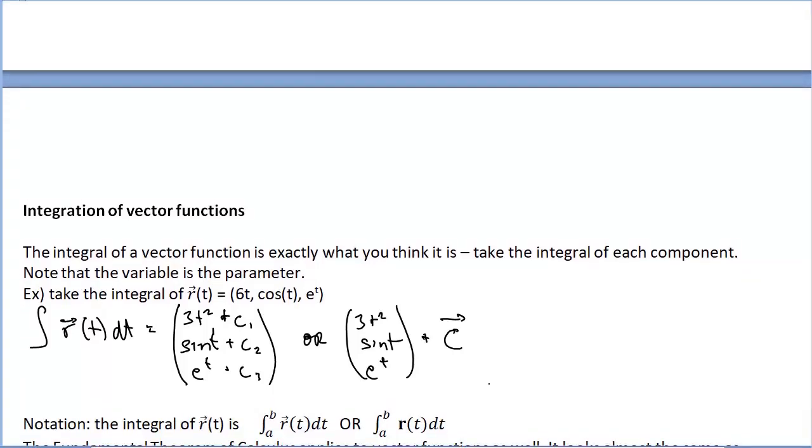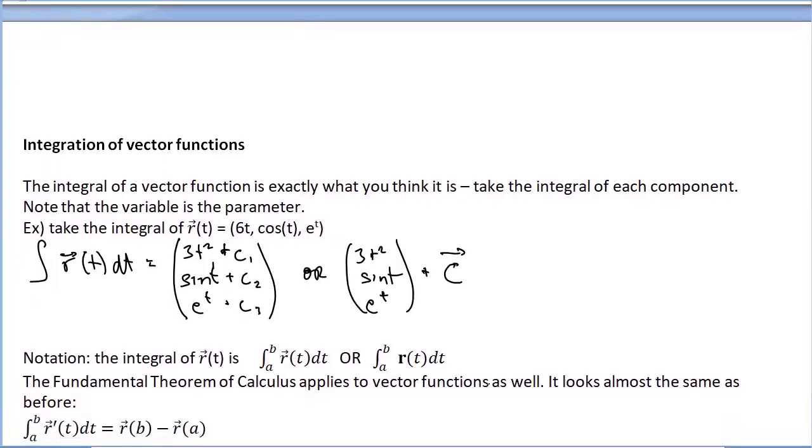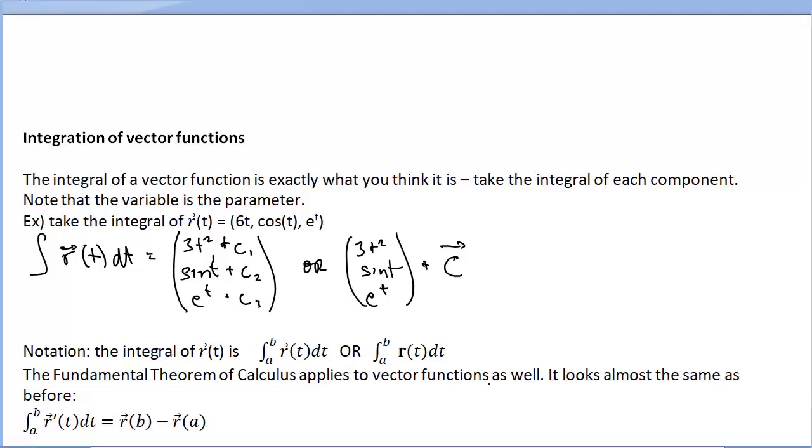So notation, which we kind of already got to look at, is that we can write the integral of r of t as the integral from a to b, if we have boundaries, of r of t dt, or it's the integral from a to b with the bold r. Okay. And we also have a fundamental theorem of calculus for vector functions. And again, it's just the fundamental theorem of calculus applied to each component. So we have it like that. The integral from a to b of r prime of t dt is just r of b minus r of a.